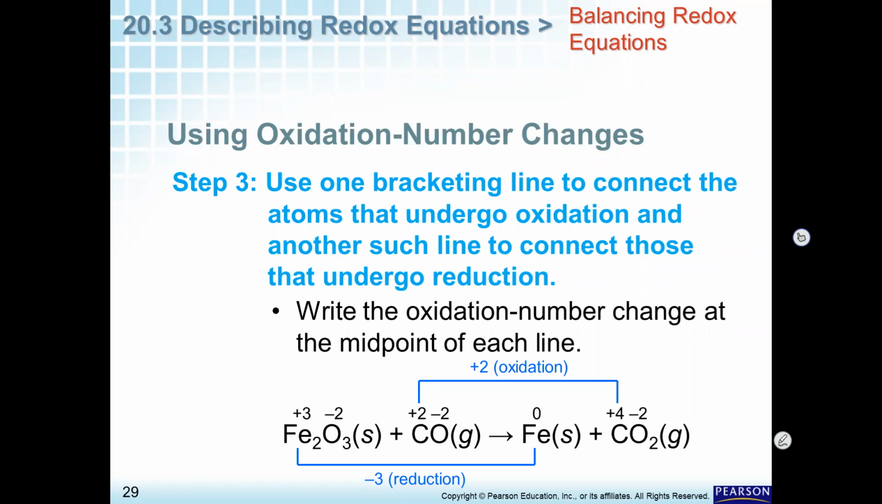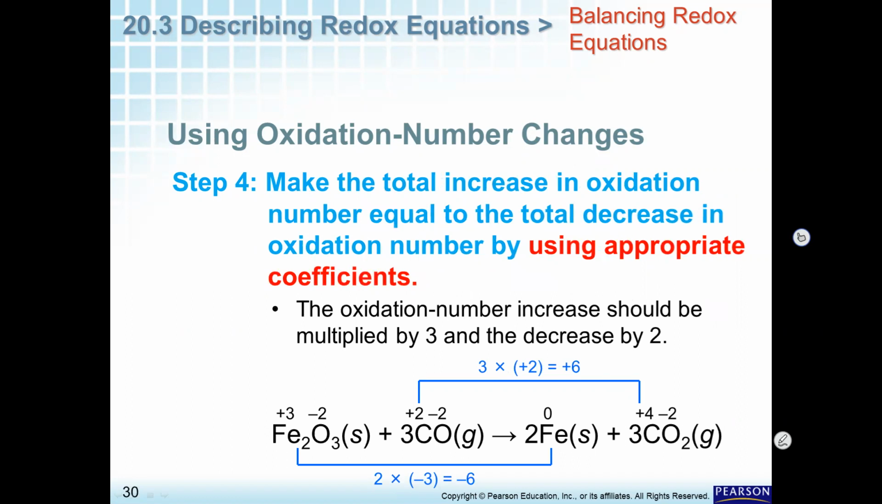عشان يتساووا بين 2 و 3 what we do? Multiply by what? Multiply this by 3, multiply this by 2 بصير هاي 6 by 6. صح؟ When we multiply this by 3 we have to multiply the compound that is associated with that. هذا هو. Making the total increase in the oxidation number equal to the total decrease in the oxidation number by using appropriate coefficients. شو هم الكوفيشنتس؟ المولز اللي بنحطها قبل. هاي الأرقام اللي بنحطها هون.